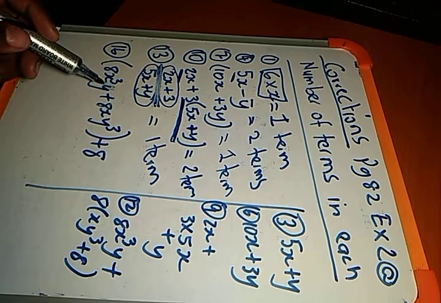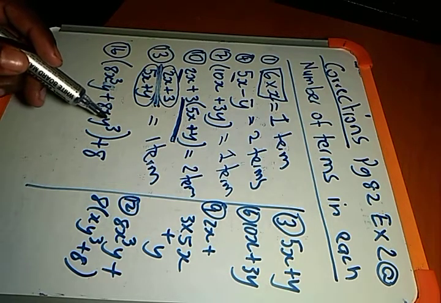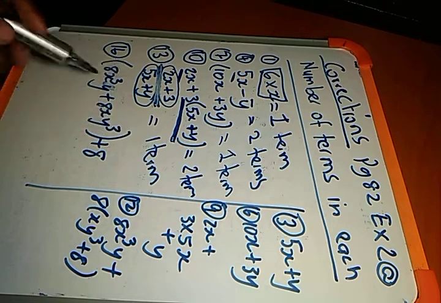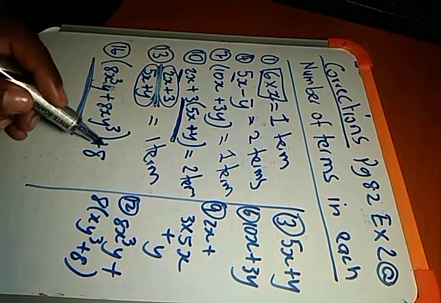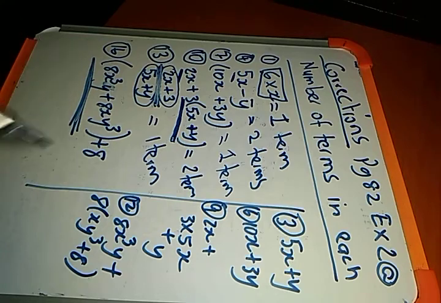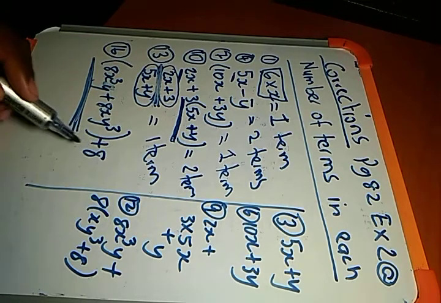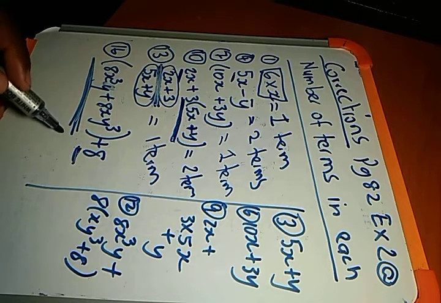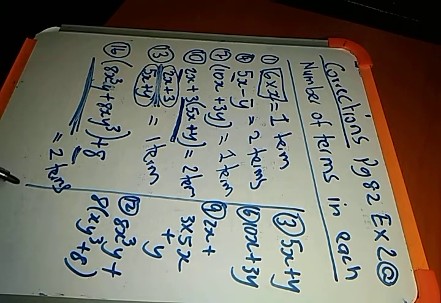And then we go to the next one. 8x cubed y plus 8x y to the power 3. And then there's big brackets, okay? We've already learned that's 1 term, okay? But then we have a plus outside the bracket. Plus outside the bracket, so that's another term. So this one would be 2 terms, okay? 2 terms. So let's go to the third column now.